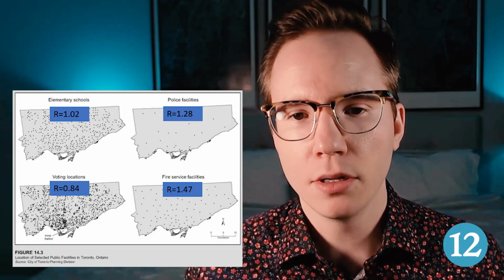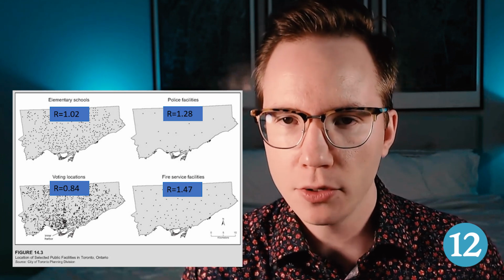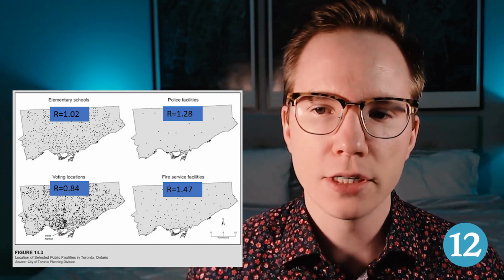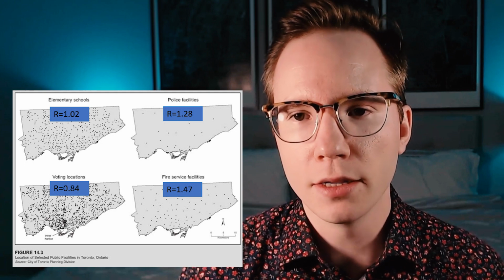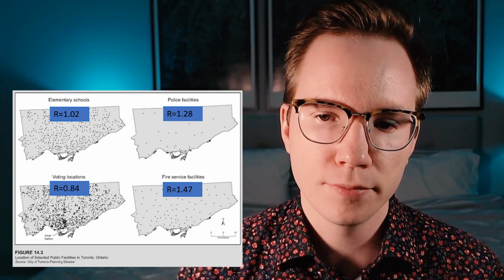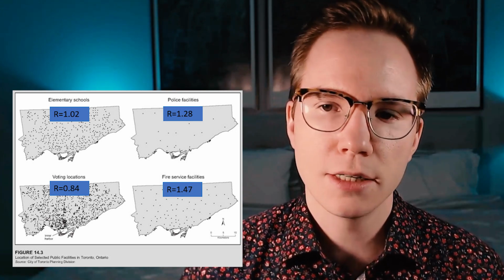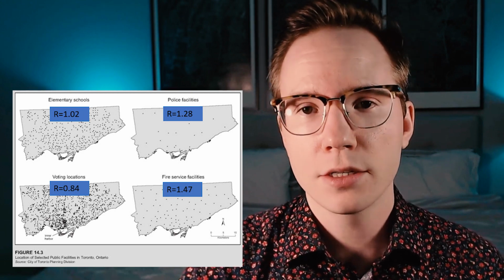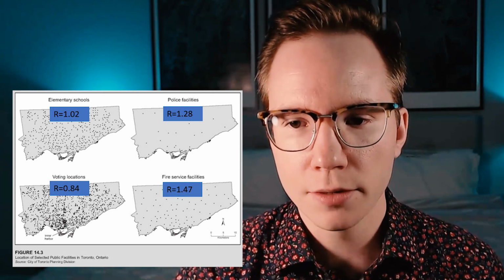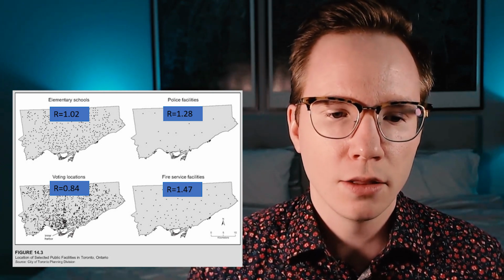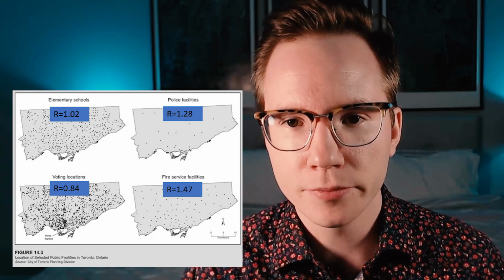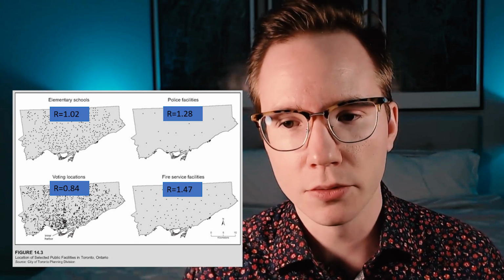So here's an example of four real-world examples where they've calculated the nearest neighbor index. And you can see in the picture on the right in the slide the interpretation of that index value. You can see the fire stations have the highest nearest neighbor index, which would indicate that fire stations are the most dispersed within the study area. This makes sense because there aren't as many fires within the city, so they don't want to overlap service areas because it would be a waste of public resources.